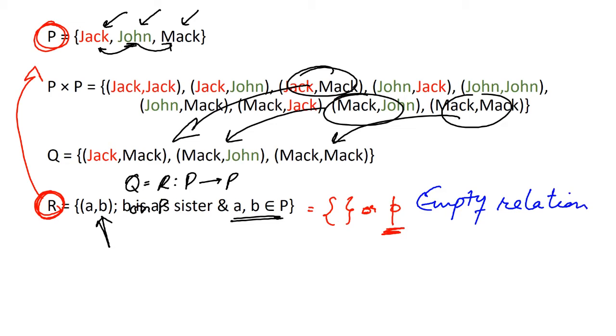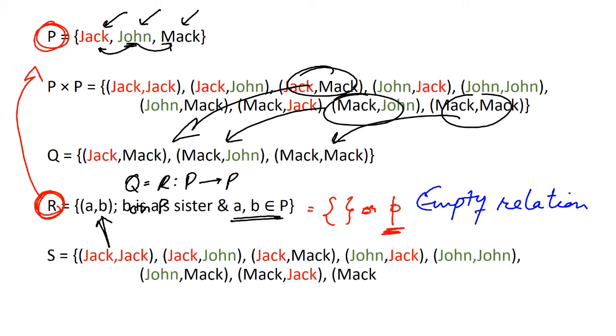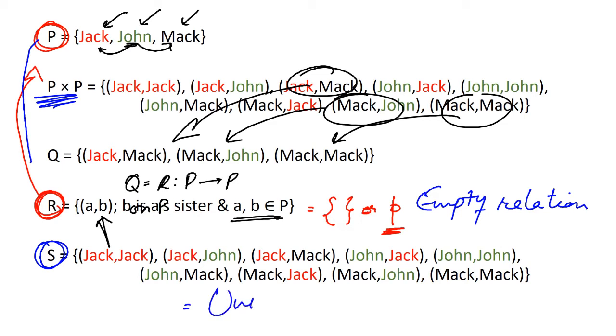Now let's take another example. Let me define another set S, where S is equal to P cross P. If I define it in set builder form, I'll say S = {(a, b) : a and b are boys and both belong to set P}. Then S = P cross P. Since S contains all the elements of P cross P, this relation is known as the universal relation.